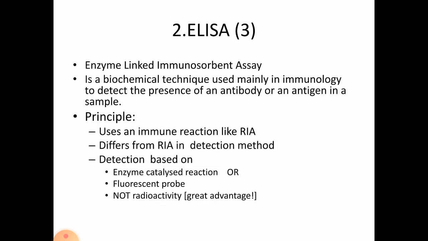Next question is ELISA, a 3 marks question. First you can give the definition, what ELISA means, enzyme linked immunosorbent assay, and you give a brief description. It is a biochemical technique used mainly in immunology to detect the presence of any antigen or antibody in the sample, and it uses the principle of immune reactions like in RIA, antigen-antibody reactions. It differs from RIA in the detection method. The detection method is mainly based upon an enzyme catalyzed reaction or fluorescent probe, and it does not depend upon radioactivity.